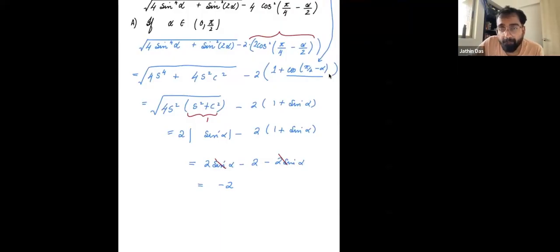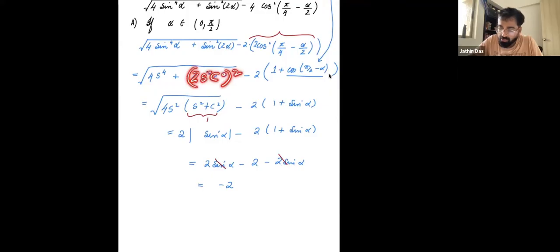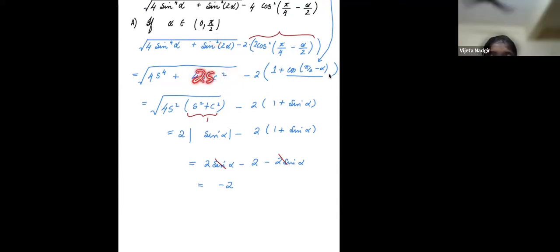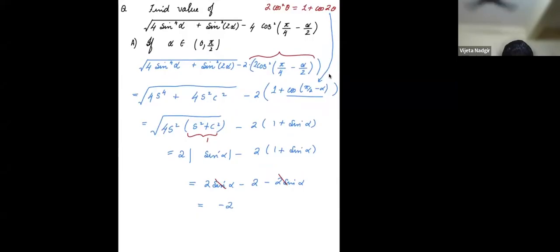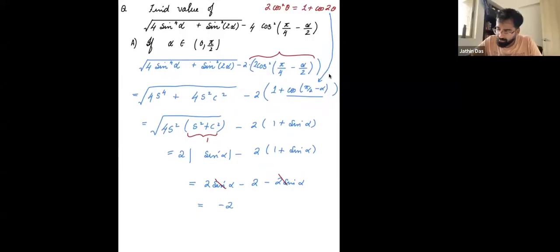But in that second line, you did it like sine square 2 alpha. You took it as 2 sine cos, whole square. This is square, no? 2 sine cos whole square, so 4 sine square cos square. Okay.